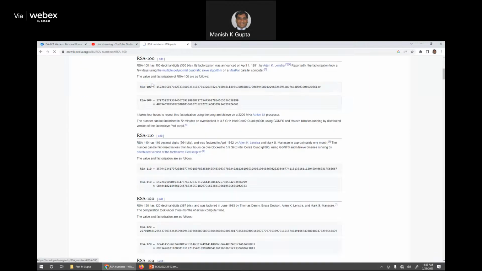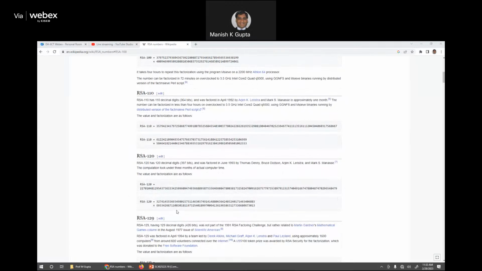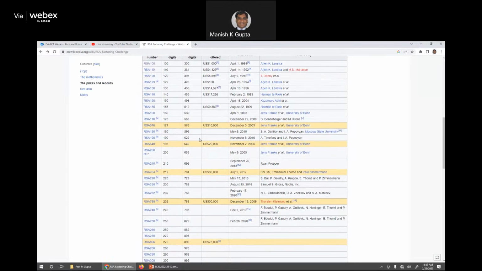So this one is the easiest one, right? This is the RSA 100 number. You have to write a program to factor it into two prime numbers, okay? These are two prime numbers. RSA 110, these are two factorizations. RSA 120, these are two factorizations. All these are known, so no prize was given for these.